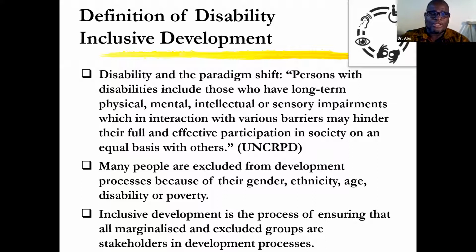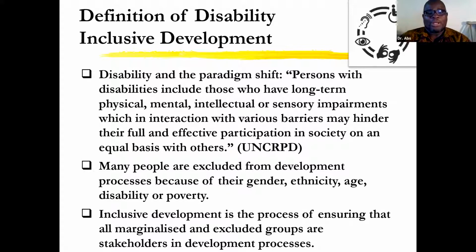And of course, the UNCRPD came along and said, no, persons with disabilities are those with long-term physical, mental, intellectual, and sensory impairments, which actually links these impairments with the environment. This is the paradigm shift: disability is no longer about the person only, it's about the environment. The environment impairs, or the barriers impair, that person with disability, and prevent them from having full participation in society.